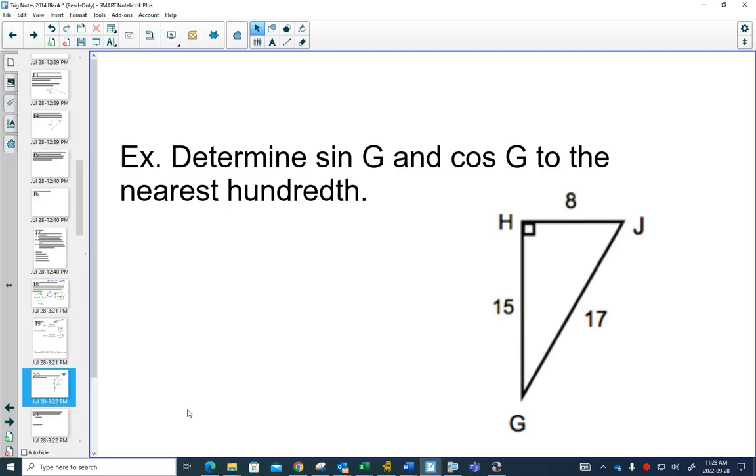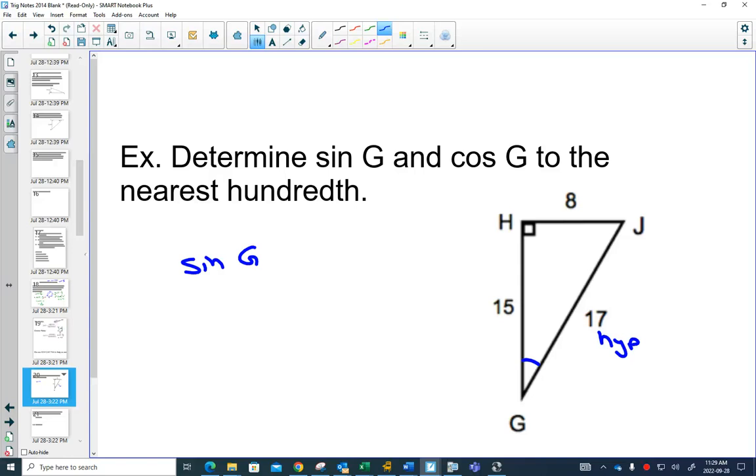So very similar to what we did in our assignment at the beginning of class today. Here it says determine sine of G and cos of G. So here's my angle G right here. If I want to write what sine of G is, I would have to know which is my opposite, which is my adjacent, which is my hypotenuse. So if I'm looking at the angle G, you can always label your hypotenuse. Hypotenuse is always the longest side.